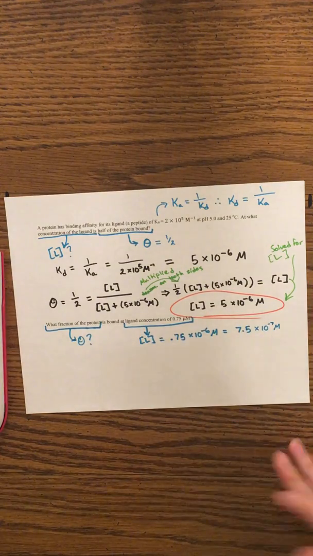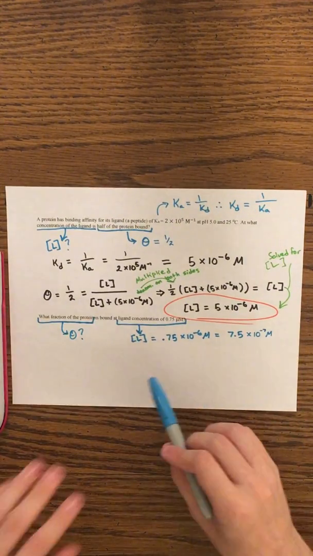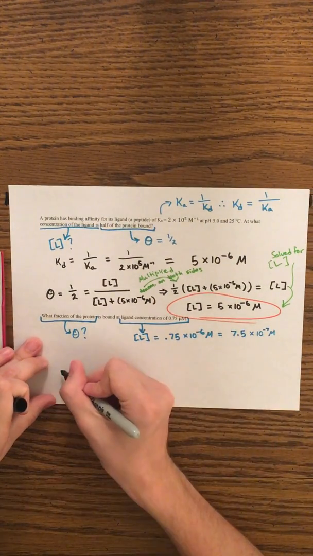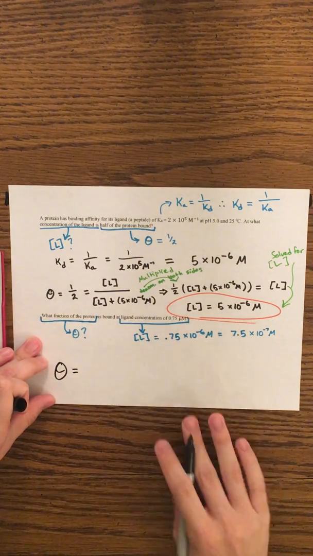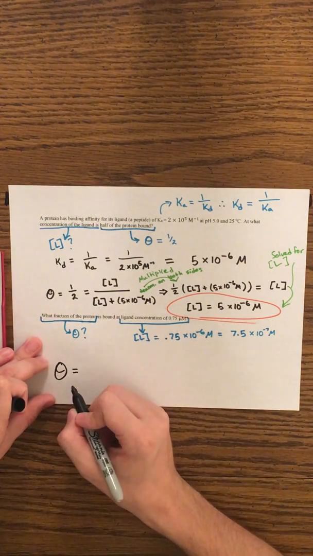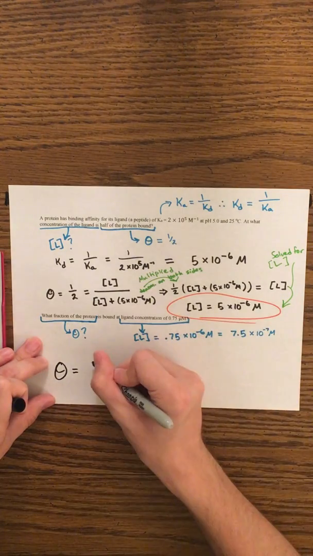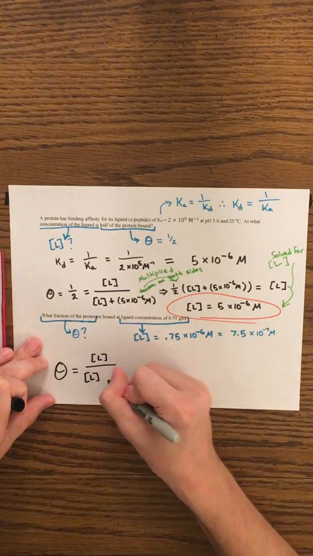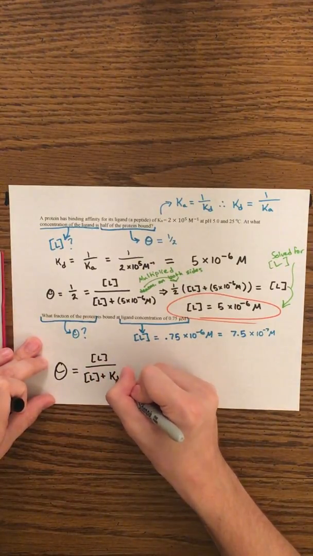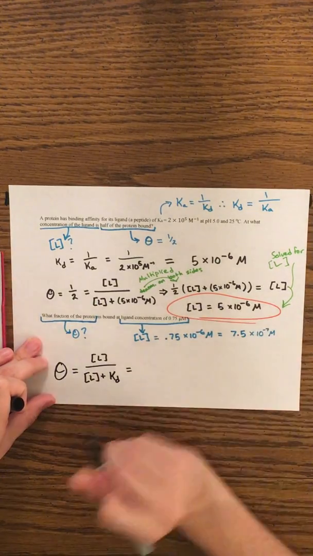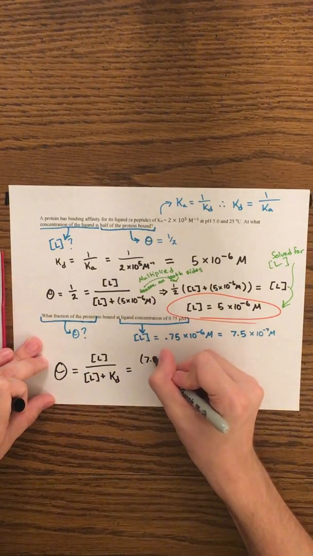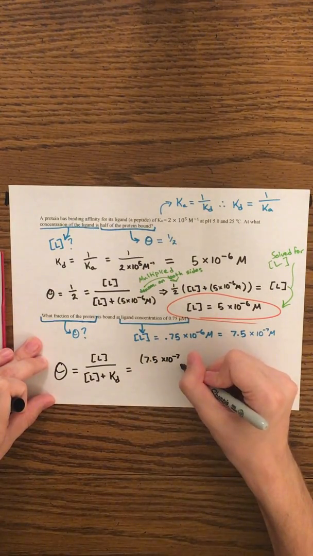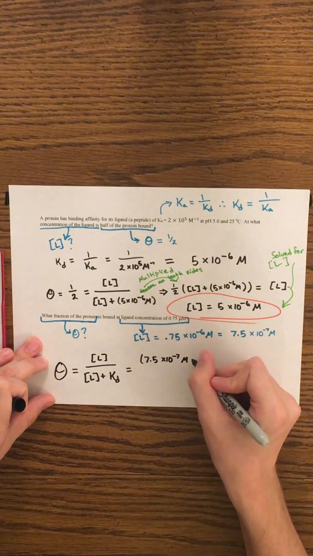And this time we don't need to worry about our KD because this is just working off our work from the top half. So theta is equal to, just to reiterate that, bring that home. And we have 7.5 times 10 to the negative 7 molar. Okay.